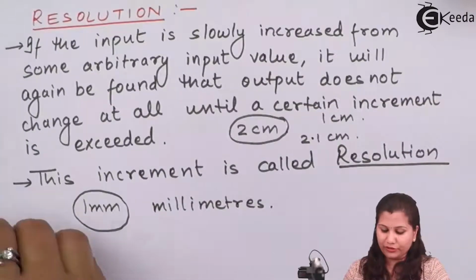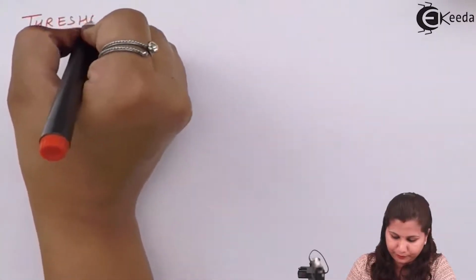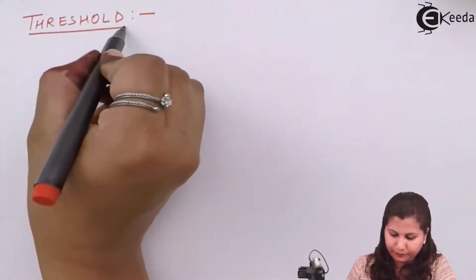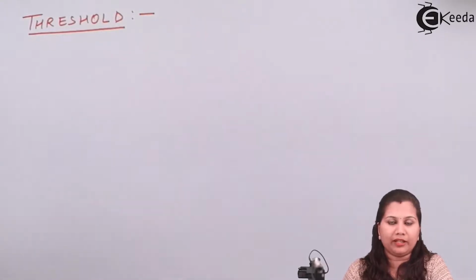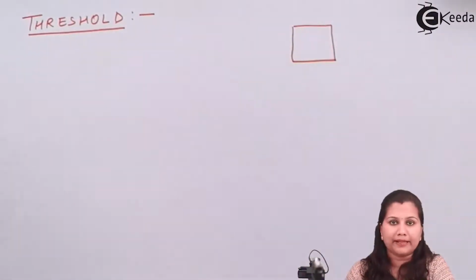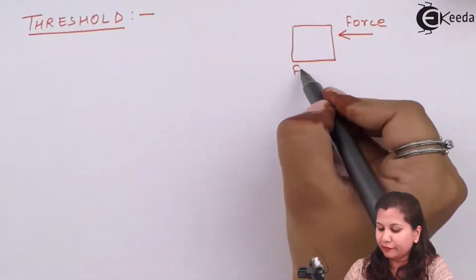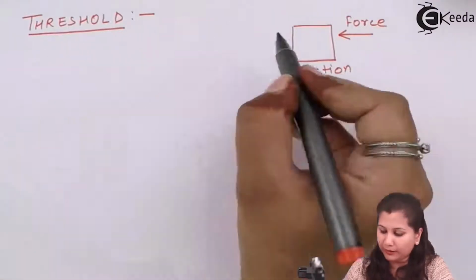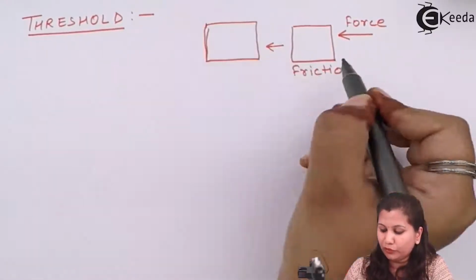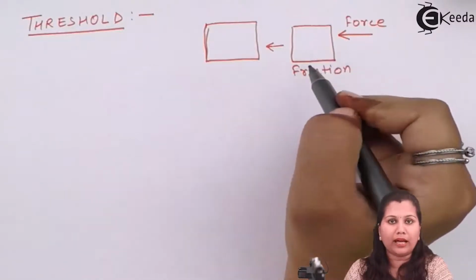Now the next characteristic of an instrument is threshold. Threshold means, suppose one block is placed on the floor and a person is moving that block. When this person applies force to move the block, this force has to exceed the friction, and only then is the object going to move. So the movement of the block will occur when the force applied by the man exceeds the friction between the floor and the block.